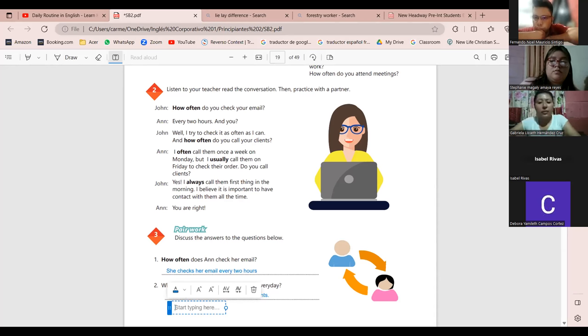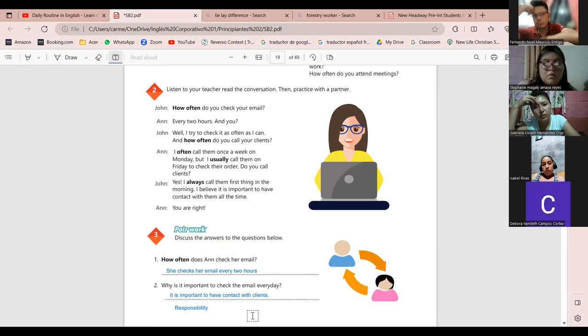In my case, this response is for me. Okay, it's a responsibility. So, do you receive instructions through the email? Yes. Lo que quería decir, teacher, era que en mi caso esta respuesta es para mí. Oh, okay. So this is true for you. This is true for me. Yes, because it's important because you get in contact with your clients through the email, right? All right, very good. What about you, Isabel?